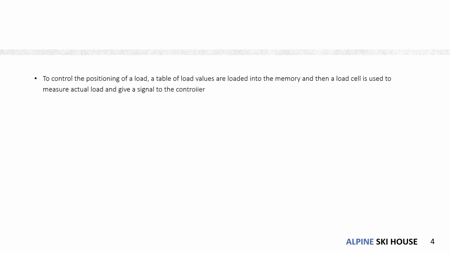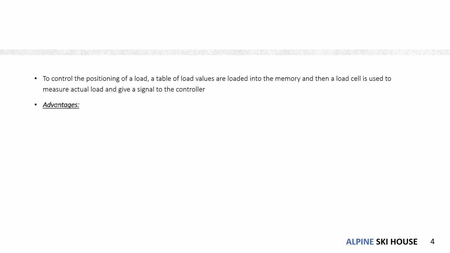Another example is the control of the positioning of a load. In this case, a table or a set of load values is loaded into the processing memory or the computer memory, and a load cell, which is a sensor, is used to measure the actual load. Depending on this actual load, the gain is changed and the controller is operated.